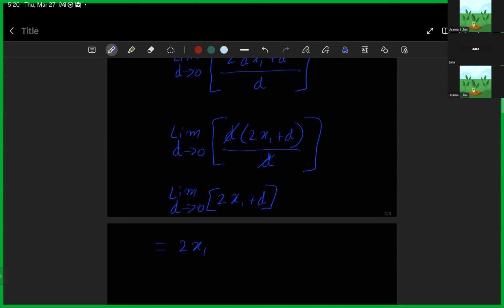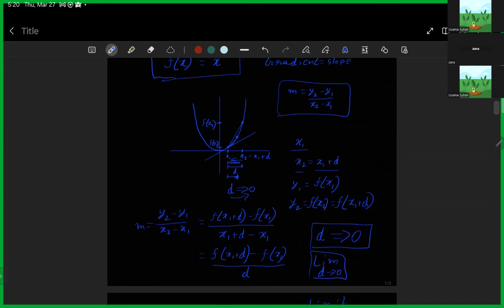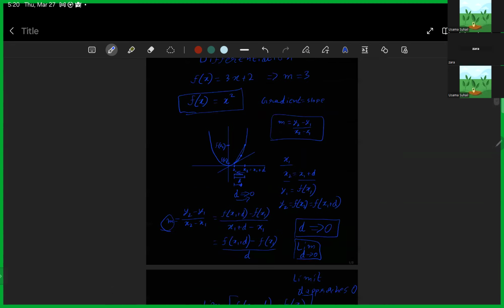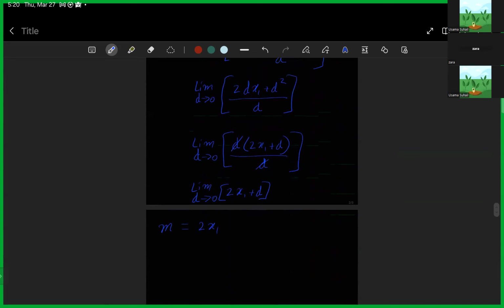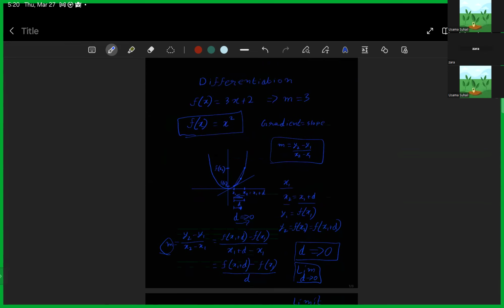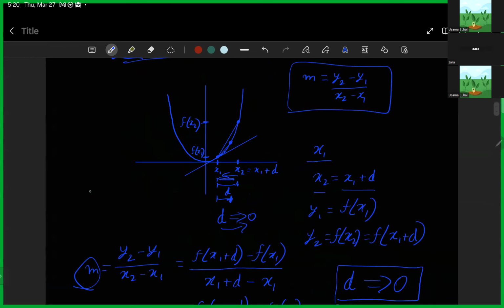So m is equal to 2x1, because we were calculating m, right? So the gradient at x1 is equal to 2x1. Now tell me, can we find a gradient at any point on the whole curve now?